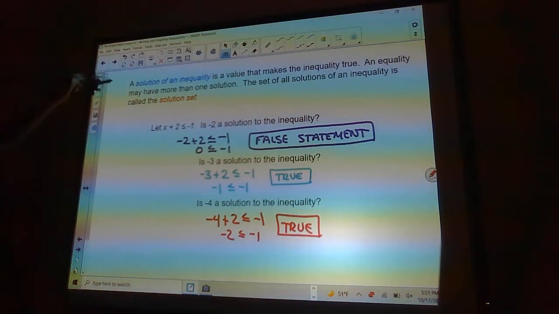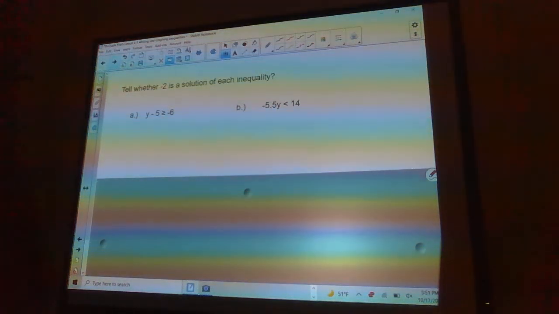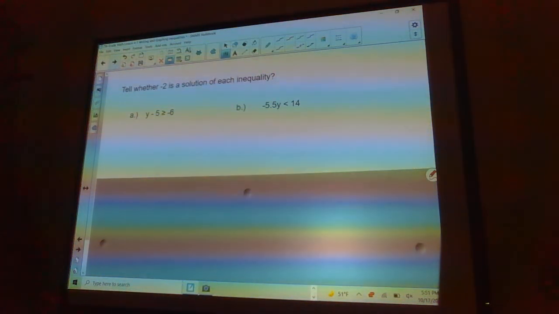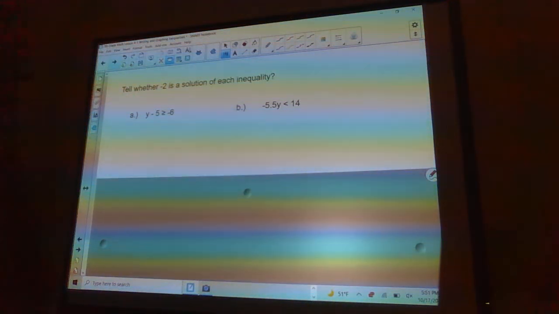Okay, hopefully you got those right. Tell whether negative 2 is a solution to each of these inequalities. So go ahead and pause the video here and give these a try, and then jump back on and see how you did.